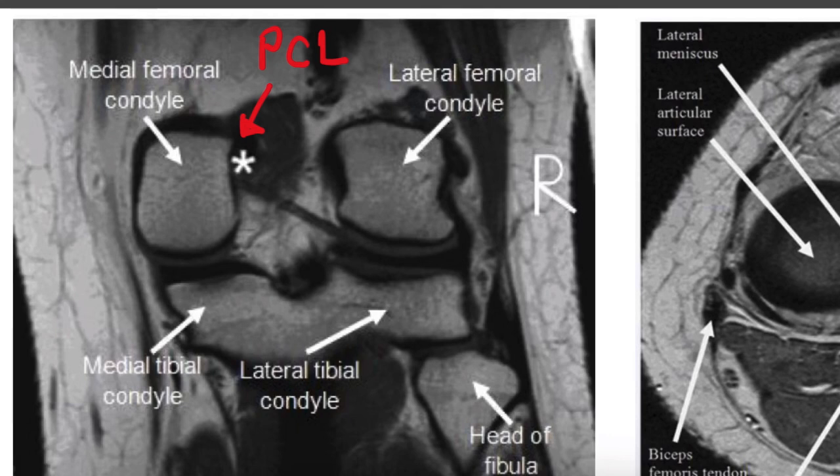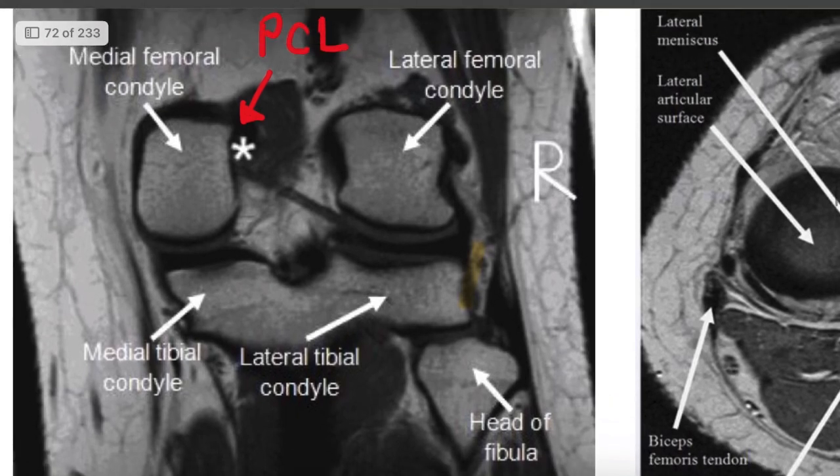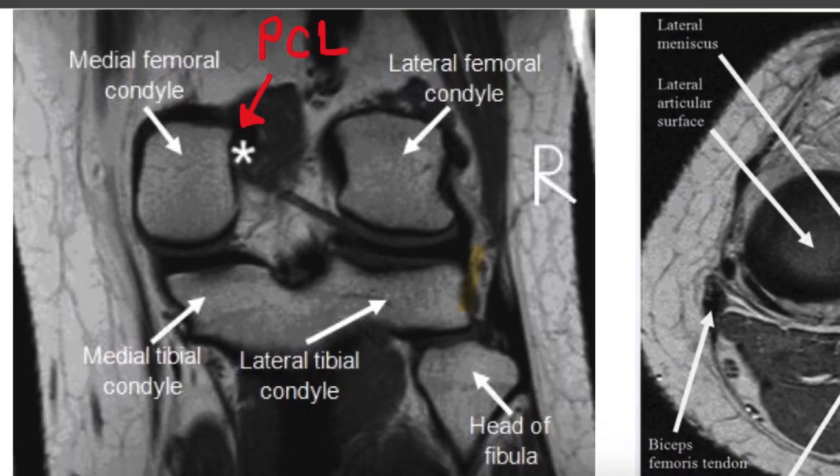This is the head of the fibula, and the posterior cruciate ligament is already marked by the red arrow. The asterisk may indicate the intercondylar notch or joint space. The posterior cruciate ligament is visible in the intercondylar region between the femoral condyles. It appears dark, with low signal intensity and continuous normal morphology.